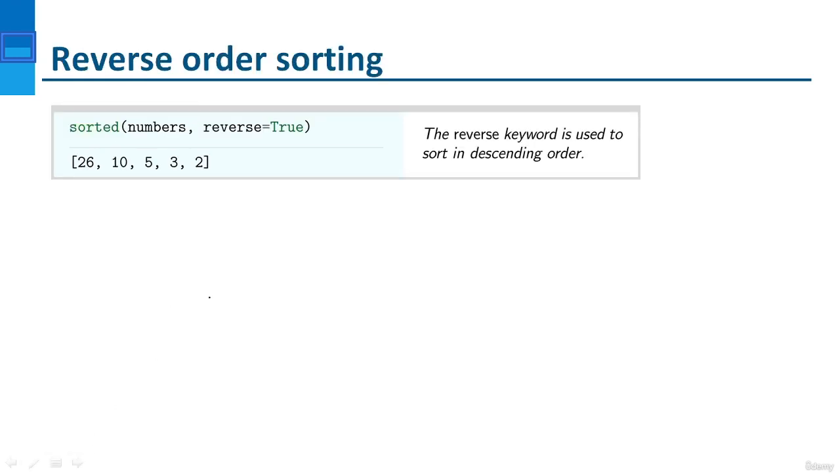And now reverse order sorting. You can also sort the numbers in the reverse order. For that purpose, you have to make reverse equal to True. It will sort the elements in the reverse order, that is in decreasing order or descending order.